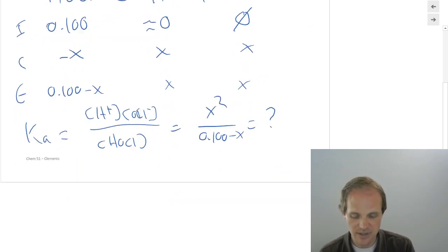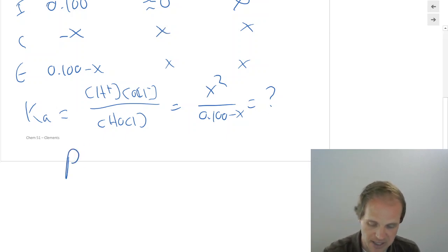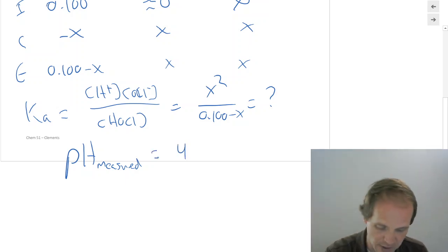So what did I say we do? We go out and we make this solution. We put in the 0.1 molar HOCl. We measure the pH, measured pH, and that is a value of 4.23.